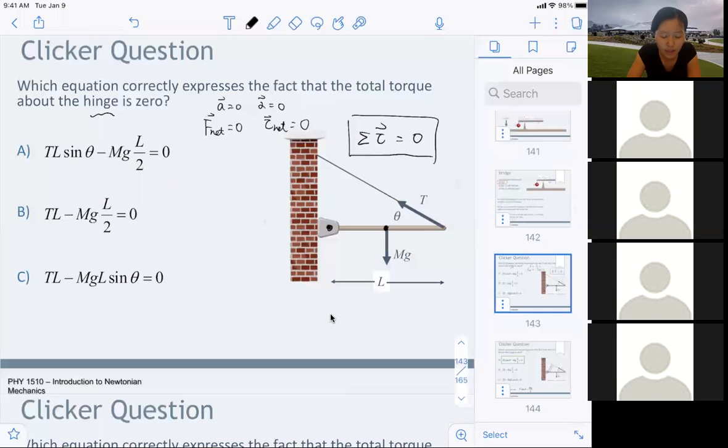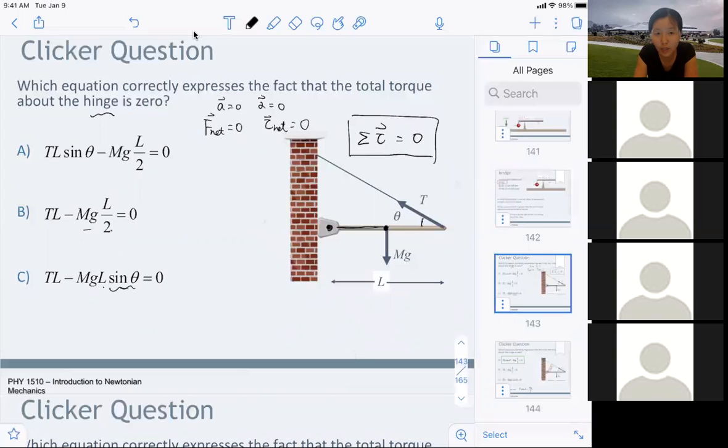Given a limited number of choices, it's usually not too difficult to write down the torque equation. For example, we see that the torque from gravity has a 90 degree angle with respect to the lever arm. So the one with mg times L over 2 should not have a sine theta. So it's easy to narrow it down to one of the choices, but the tension does have an angle with respect to the radius. So given the choices, it's not hard, and A is correct. Very good.